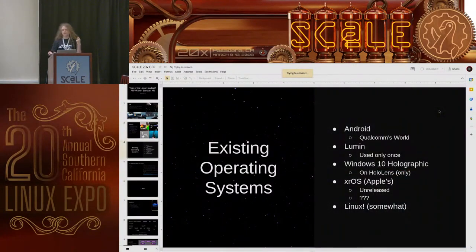So we have some existing operating systems, since XR has evolved quite a long way since the 90s. We have Android, which is the primary operating system that almost every headset runs. This is what the Quest runs, this is what the new Vive standalone models run, everything. But the problem is, Qualcomm basically owns everything.